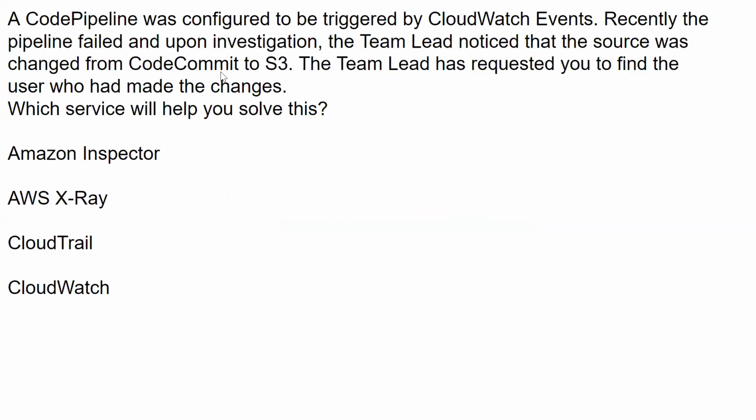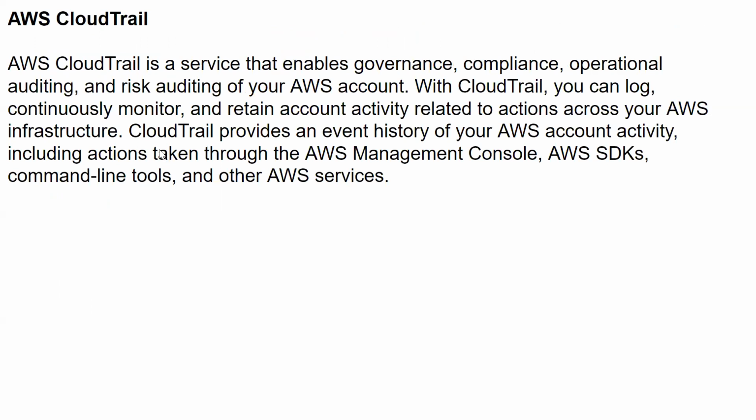A CodePipeline was configured to be triggered by CloudWatch events. Recently, the pipeline failed, and upon investigation, the team lead noticed that the source was changed from CodeCommit to S3. The team lead has requested you to find the user who had made the changes. Which service will help you solve this? Inspector, X-Ray, CloudTrail, CloudWatch. CloudTrail.